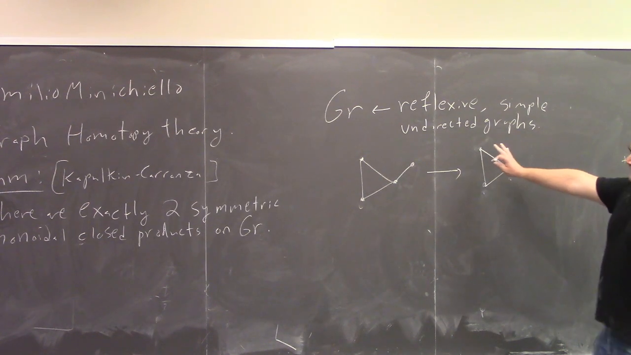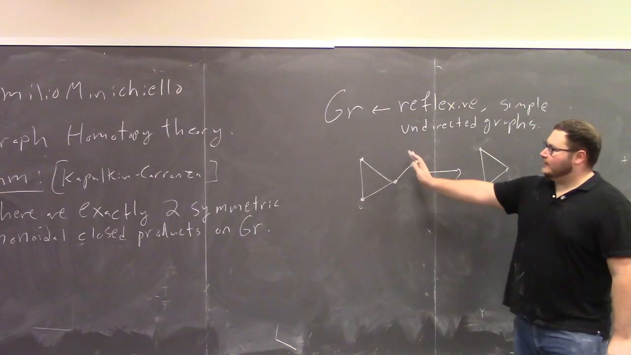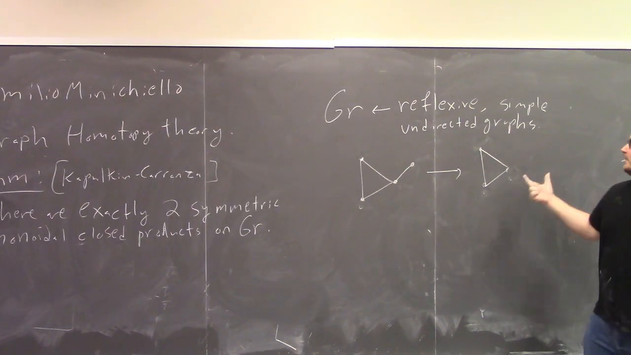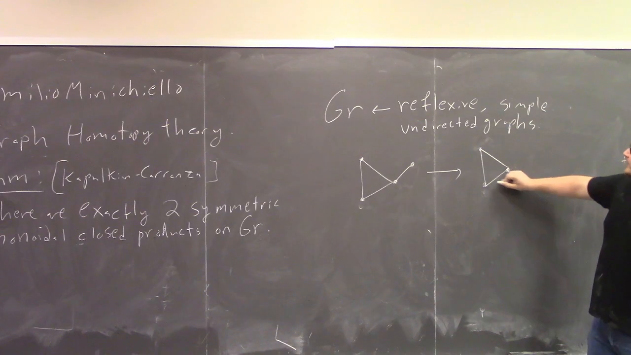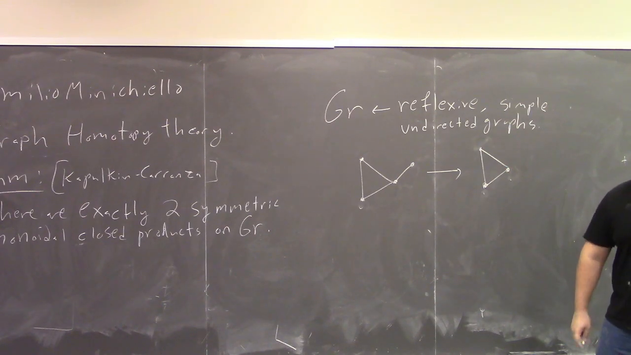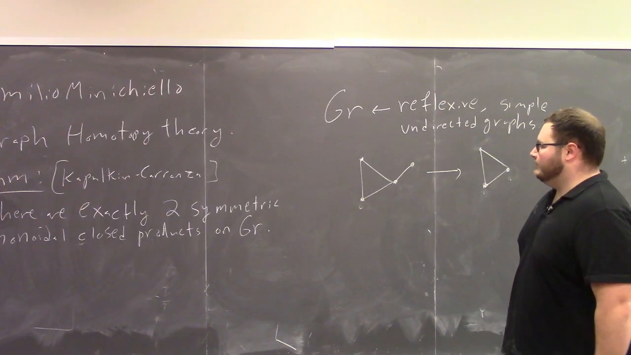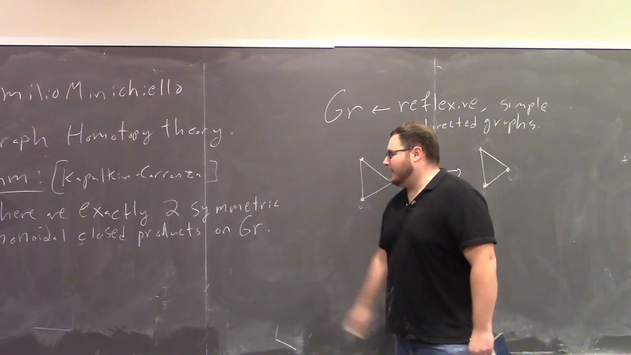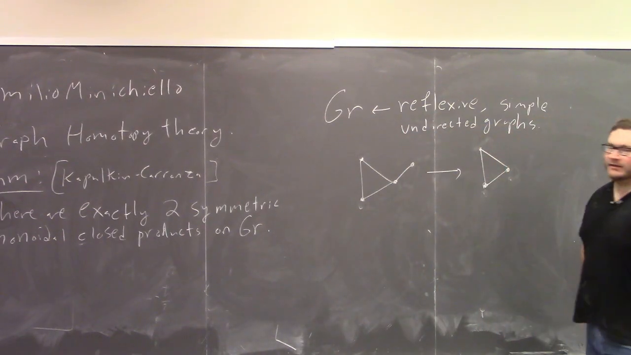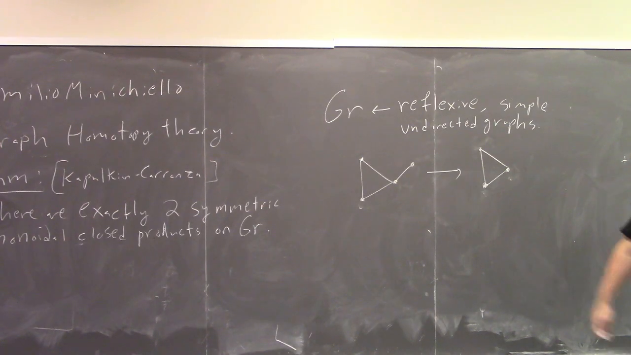All right, so this is the category I'm talking about. You can just think of it as simple undirected graphs, and I'm allowed to crush edges down to points. Okay? So this is the category I want to work on. It turns out there are exactly two symmetric monoidal closed products on this category.